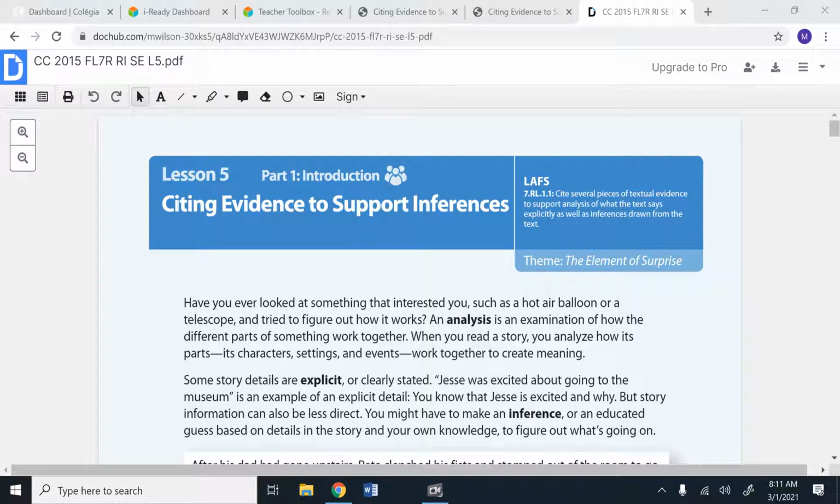Welcome to Ready Lesson number 5 for 7th grade, Citing Evidence to Support Inferences. Remember that an inference is an informed or educated guess that you can make about the text.